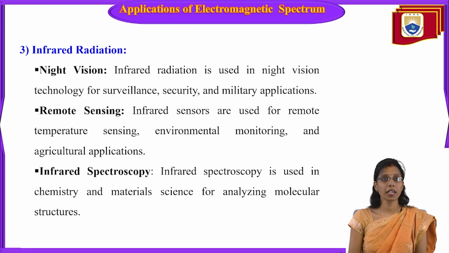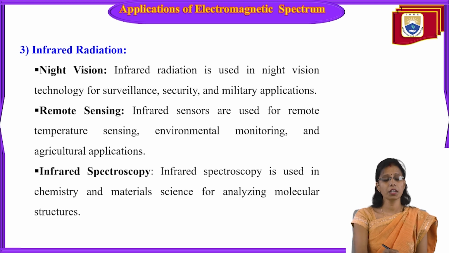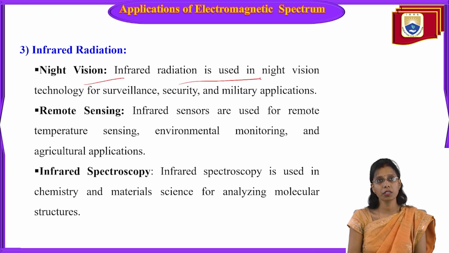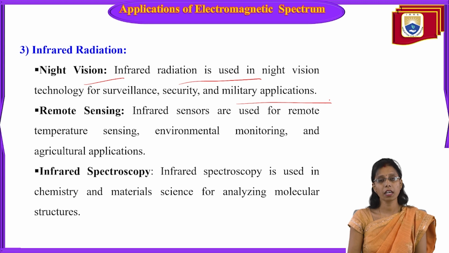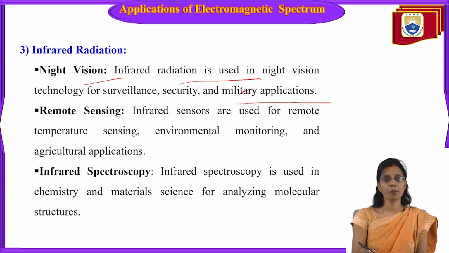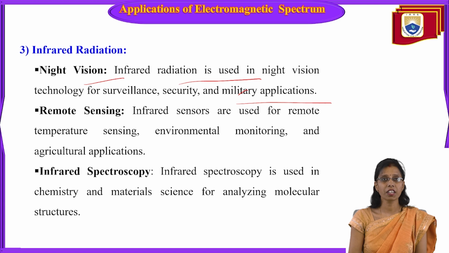Next, we have infrared radiation. Nowadays we are using infrared radiation in night vision. Infrared radiation is used in night vision technology for surveillance, security, or military applications, like the cameras we install. There we use infrared radiation for security purposes. Even for military purposes, we use this infrared radiation.